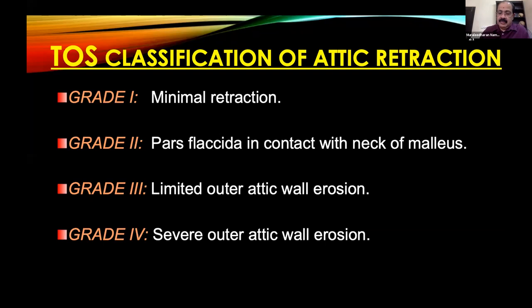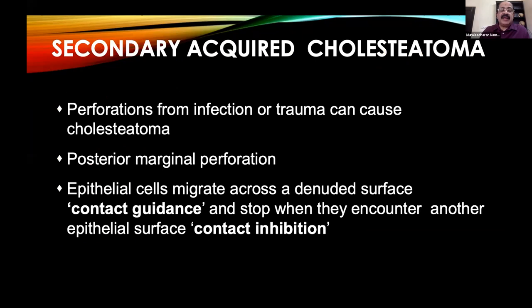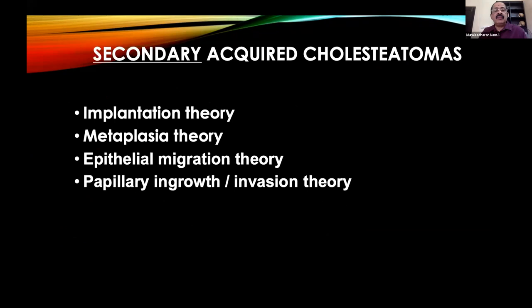Now, secondary acquired cholesteatoma, again, perforations from infection or trauma can cause cholesteatoma, and there will be a marginal perforation. What happens is in the raw area, there will be contact guidance. So the epithelial cells migrate across the denuded surface. And when they meet another epithelium, they stop. This is the contact inhibition. Again, a lot of theories, the implantation, the metaplasia, or the migration, or the papillary ingrowth or invasion theories are there.